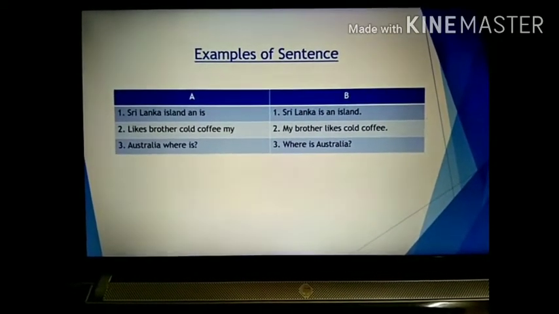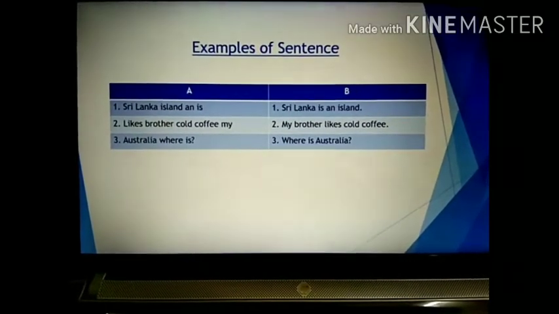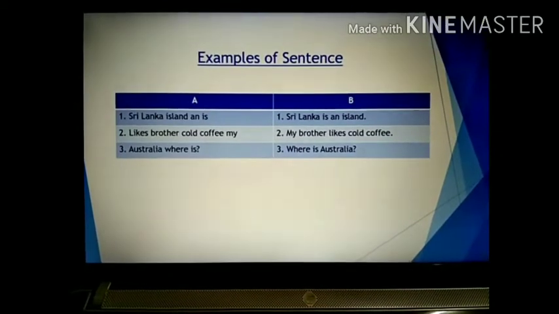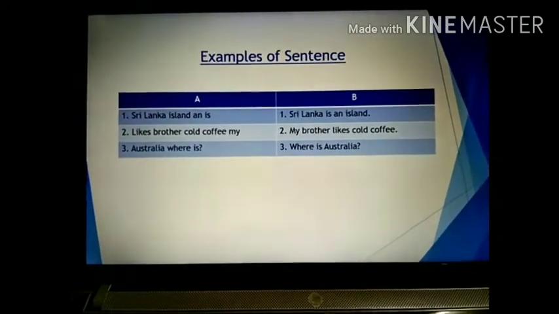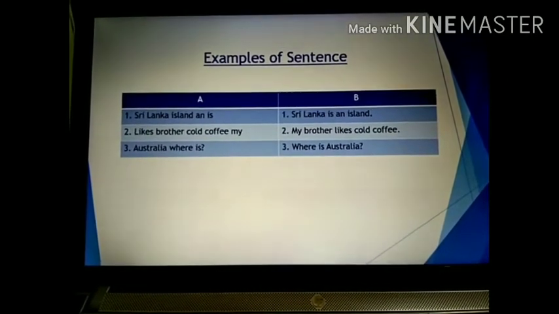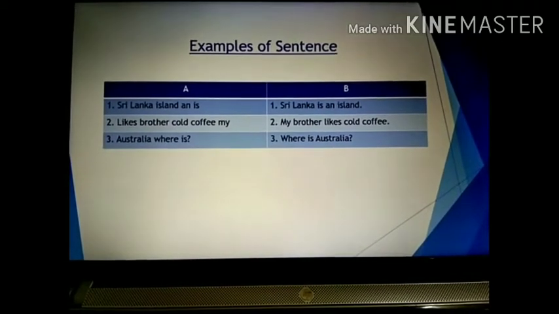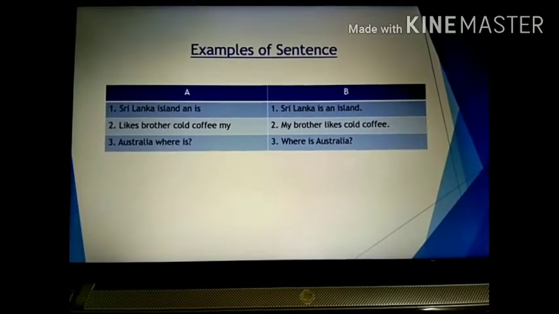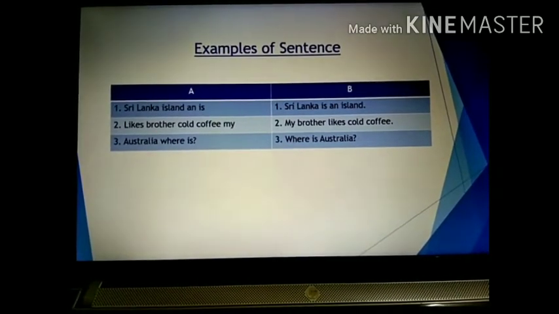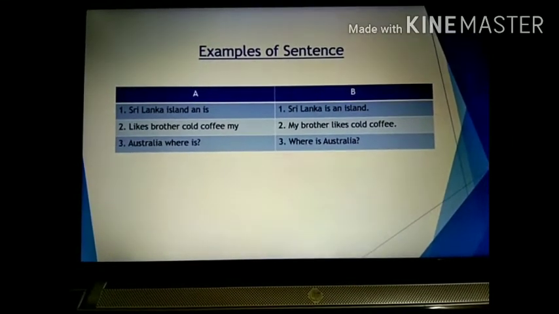As we have read all the examples of section A, the group of words is not making any sense. Now let us read examples of section B. First, Sri Lanka is an island. Second, My brother likes cold coffee. Third, Where is Australia? As we have read all the sentences, all the groups of words are making some sense. So they fall in the category of sentence.